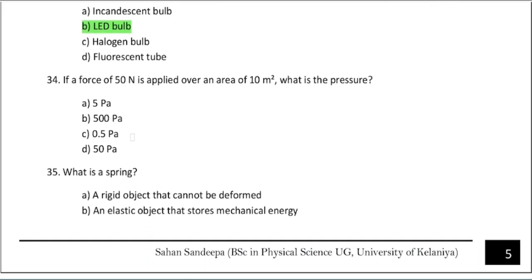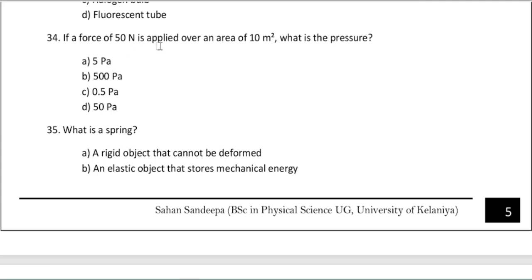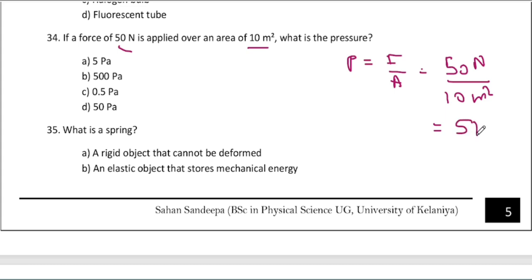Question number 34. If a force of 50 Newton is applied over an area of 10 square meters, what is the pressure? Write these things up. Pressure equals force divided by A. What is the force? 50 newtons. What is the area? 10 square meters. What is the answer? 5 Newton per square meter, or 5 Pascal. These things are correct, right? The answer is 5 Pascals, right?